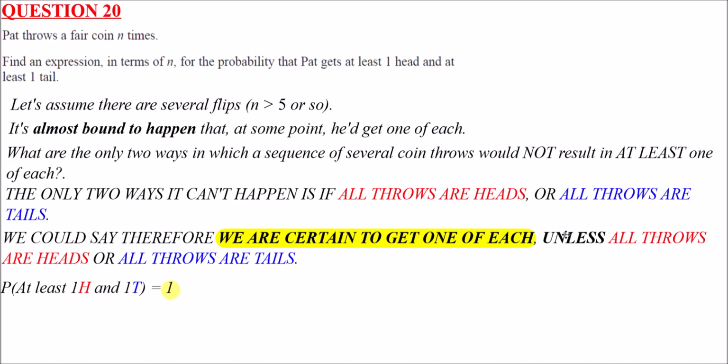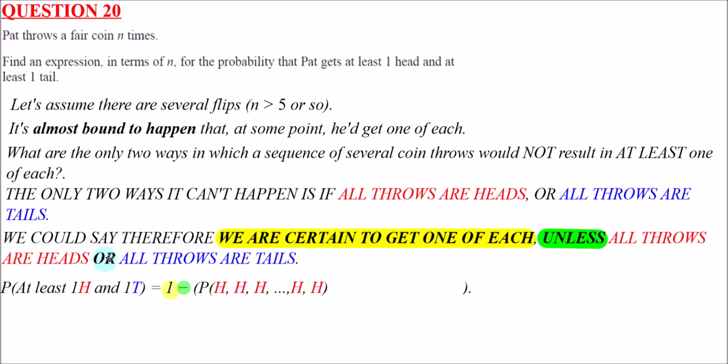But now I've put unless. So unless basically means apart from if something else happens. So unless or apart from means we need to subtract some value. So we can build in a subtract here. Then it says all throws are heads. So how could all throws be heads? Well, that's the probability that you've got head first, head, head, head, and so on and so on. So that's this one here.